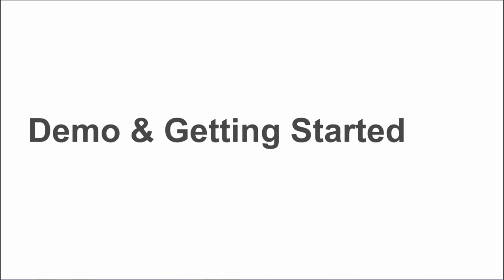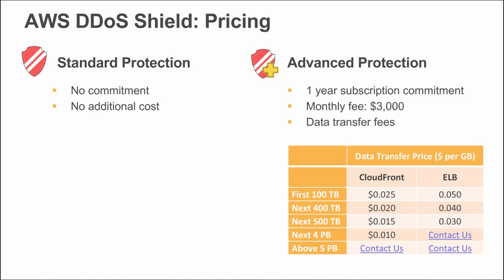Okay, now that we looked at all the different capabilities, let's also talk about how you get started. And once we look at how we get started, we'll also do a quick demo of how you can enable AWS Shield Advanced. So when talking about how you get started, the first question customers usually ask is, how much does it cost? So as we talked about earlier, the standard protection is available at no additional cost. It's just built into AWS services. You just get that just by using AWS services.